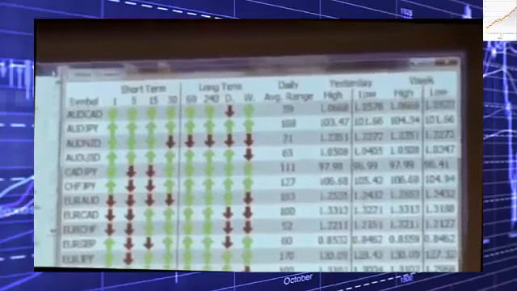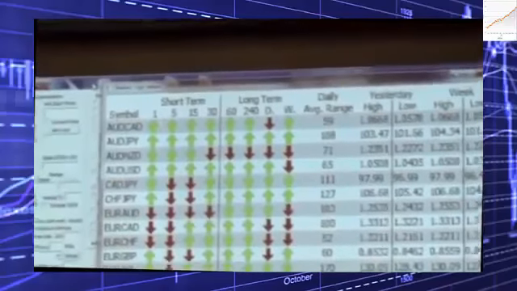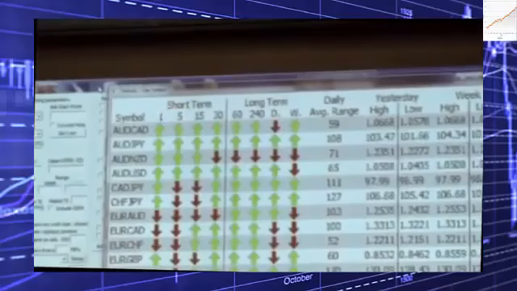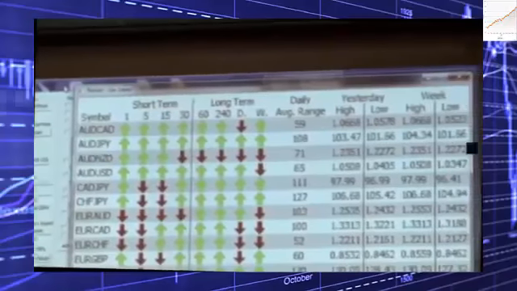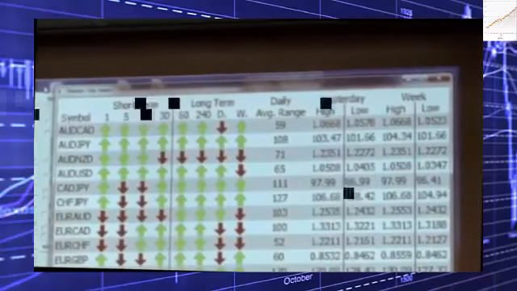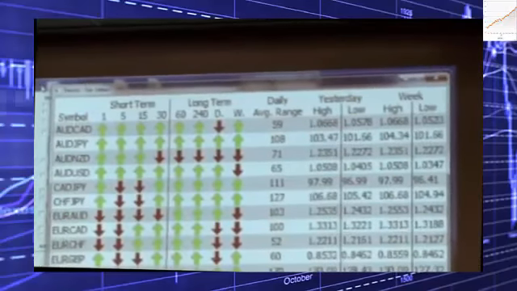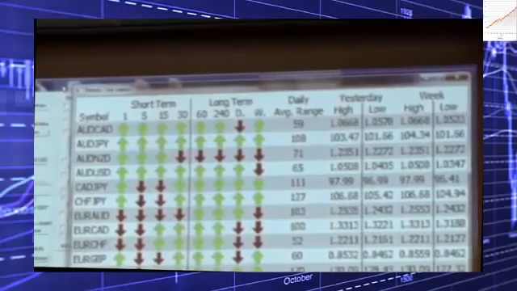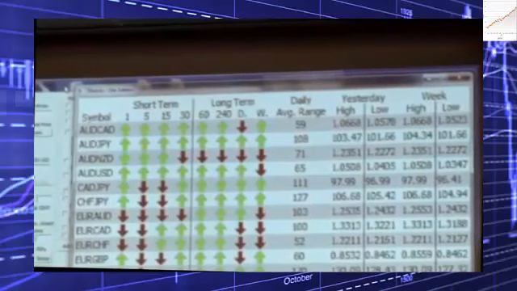What you see up on top is the different time frames: 1 minute, 5 minute, 15, 30, 60, 240, daily, weekly. These are the different pairs, currency pairs. And what you see is an arrow. And it's a trend chart, or basically we call it the trends window.